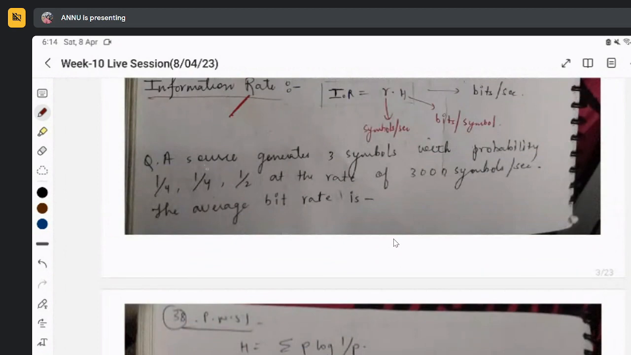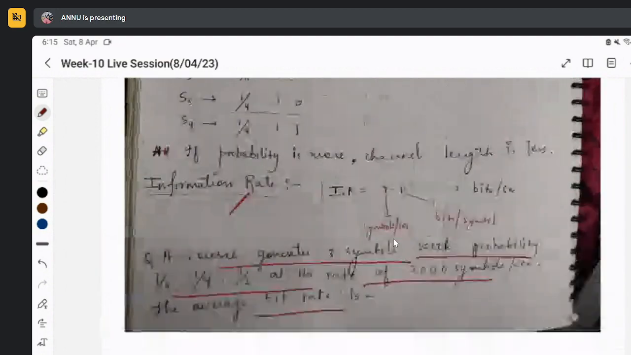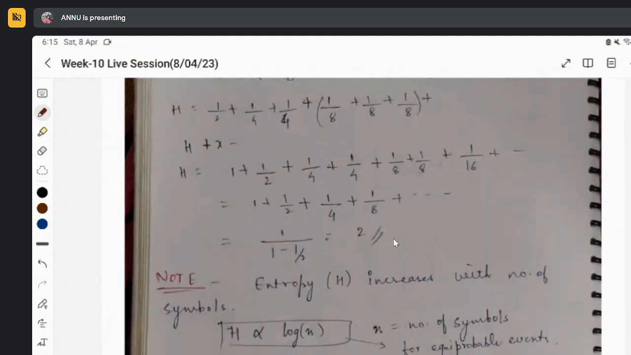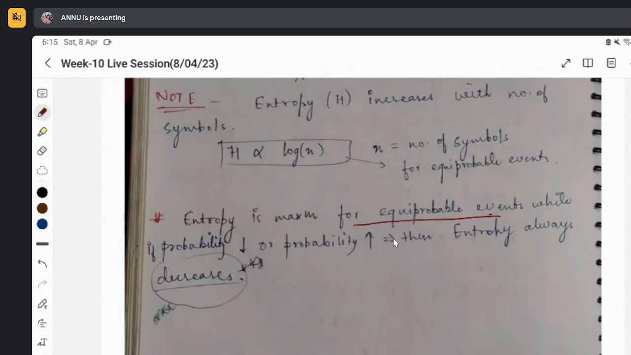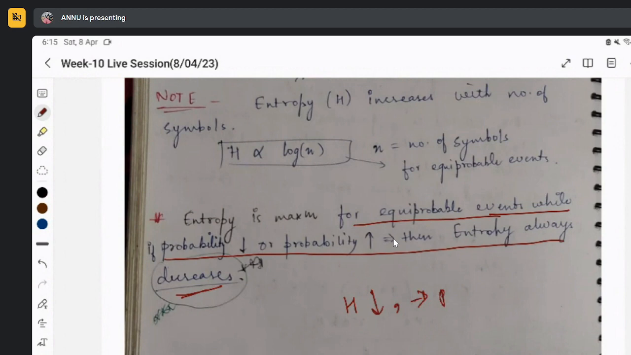For example, you have a source which generates 3 symbols with probability this, at the rate of 3000 symbols per second. What is the average bit rate? You have to calculate the information rate R into H, where H is equal to this one, 2 you are getting. And note, entropy increases with number of symbols, which is log n. Entropy is maximum for equiprobable events, while entropy decreases when the probabilities of symbols are different. For example, entropy H always decreases when we don't have equiprobable events.